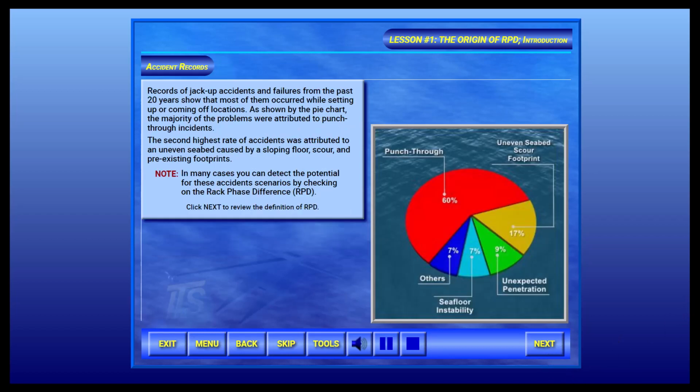Records of jackup accidents and failures from the past 20 years show that most of them occurred while setting up or coming off locations. As shown by the pie chart, the majority of problems were attributed to punch-through incidents. The second highest rate of accidents was attributed to an uneven seabed caused by a sloping floor, scour, and pre-existing footprints. Note, in many cases you can detect the potential for these accident scenarios by checking on the Rack Phase Difference, RPD.